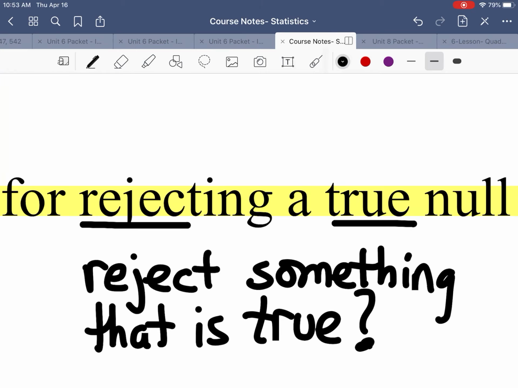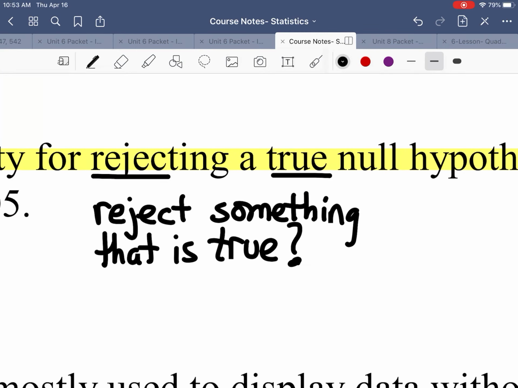Reject something that is true. All right. Is that something we want to do? Nope. That would be bad.